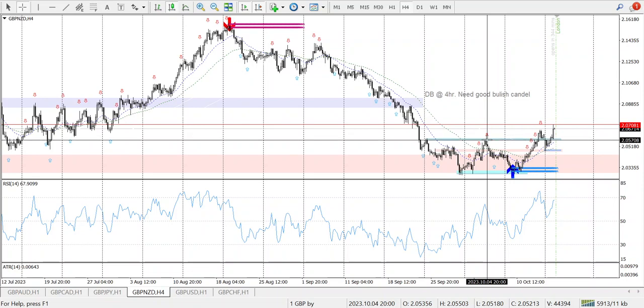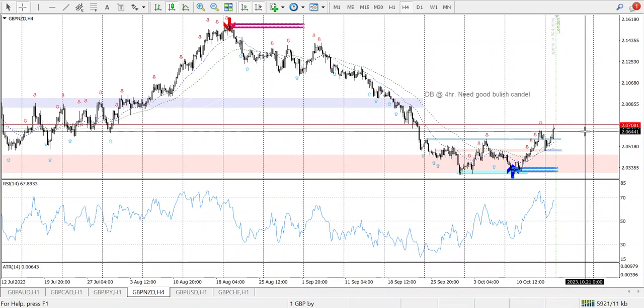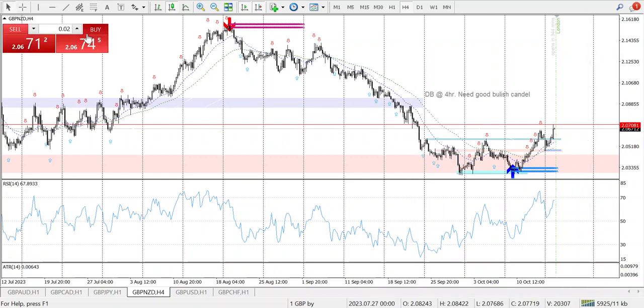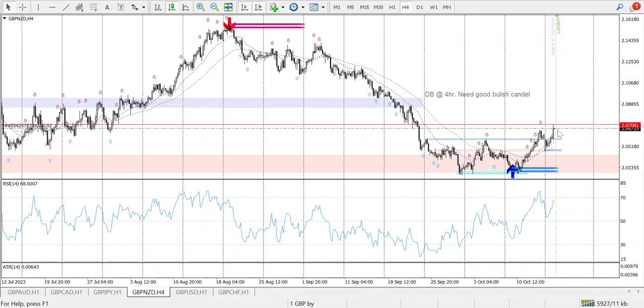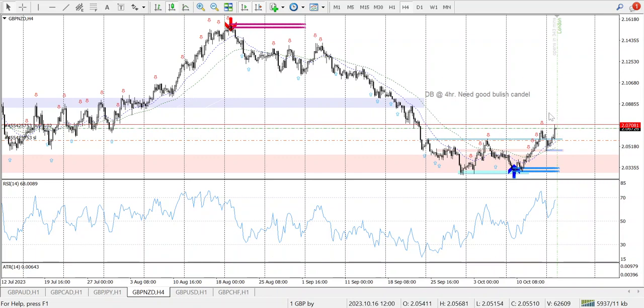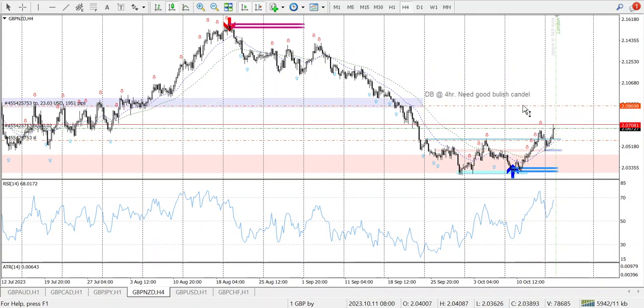Control F. It's like 2989. So this one. Let's see how much it is. So if I do it here, it's like too much of 1000 pips. Okay. So 2000 pips will be around this 2000 pips.